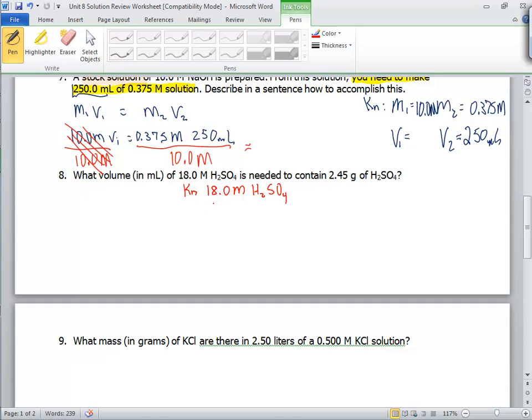we know something about that we want to get 2.45 grams of this H2SO4, but we don't know how many milliliters that volume is. Well, this turns out to be a good example of why it is helpful to keep track of your units, because the units here will help you solve this problem.